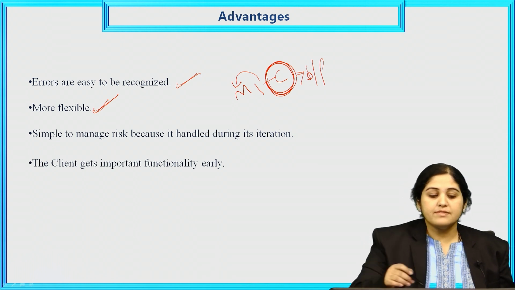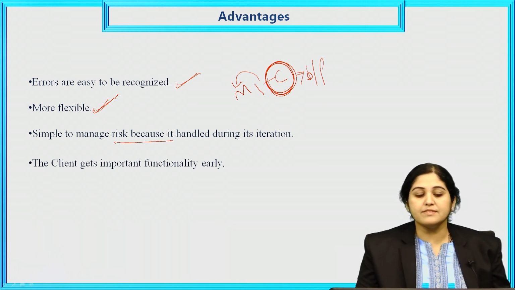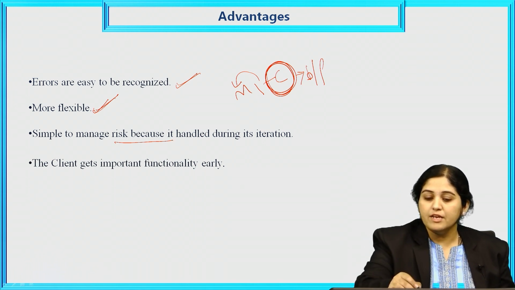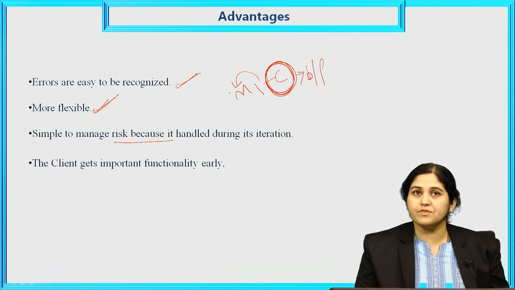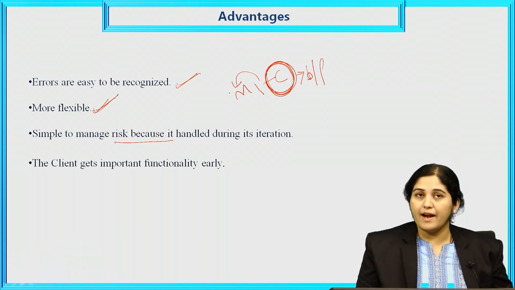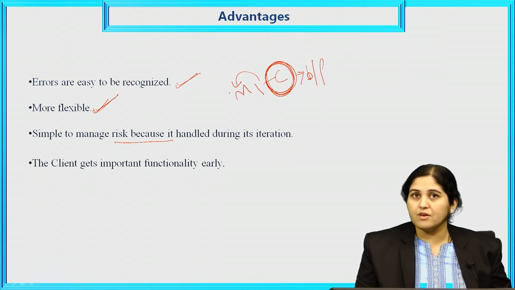Next comes simple to manage, because based on the risk it is simple to manage. We already know that the customer continuously uses the model which we have developed, so it is very easy to identify the risk, because by adding or removing features we get to know what kind of risk we are going to get.